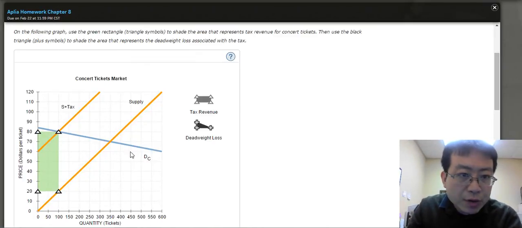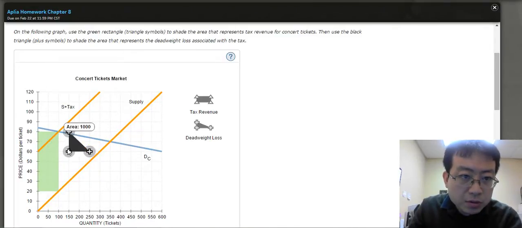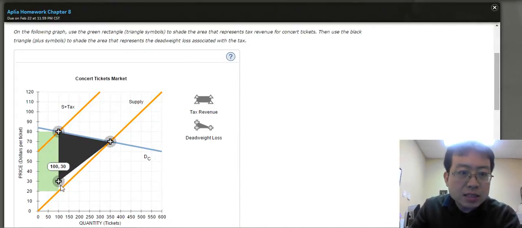And then the deadweight loss is the triangle that's between your supply and demand curves and your tax revenue over here. So this triangle is our deadweight loss. And then remember, deadweight loss is the inefficiency coming from the tax. Okay, so this is the first one.